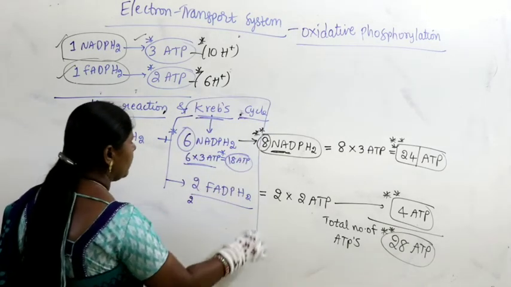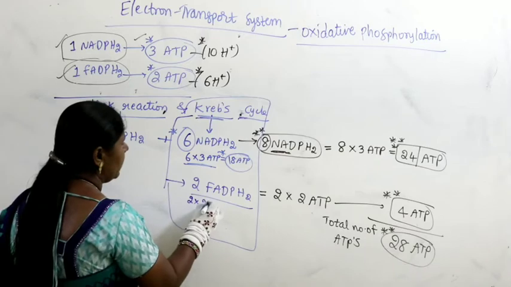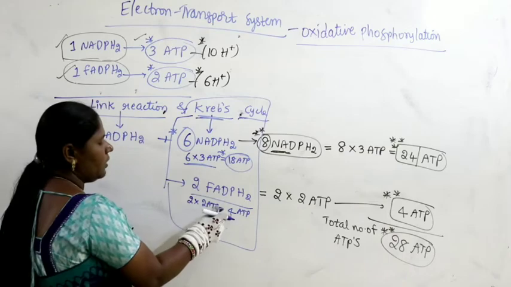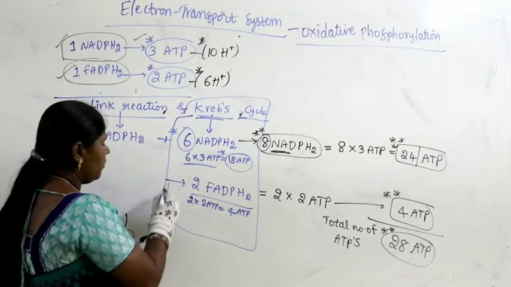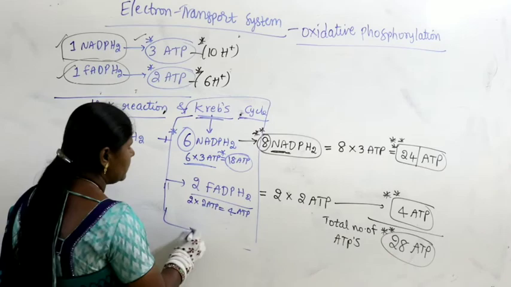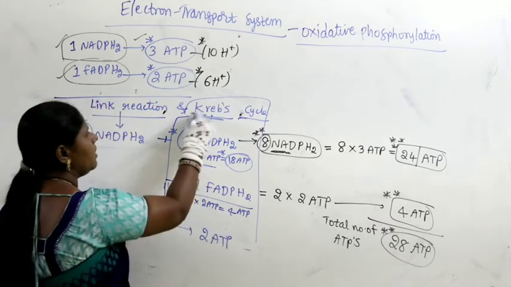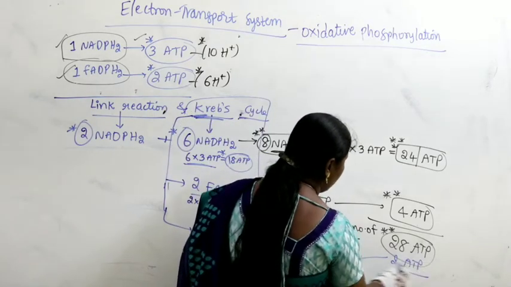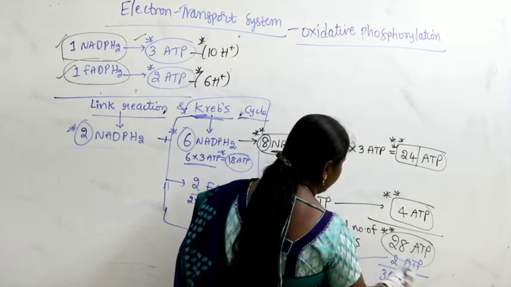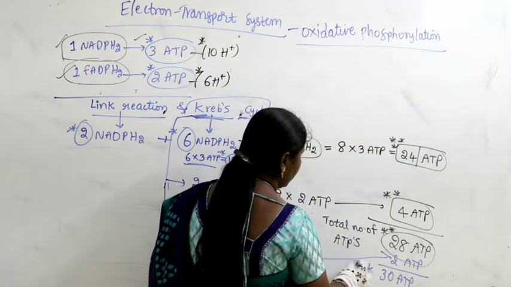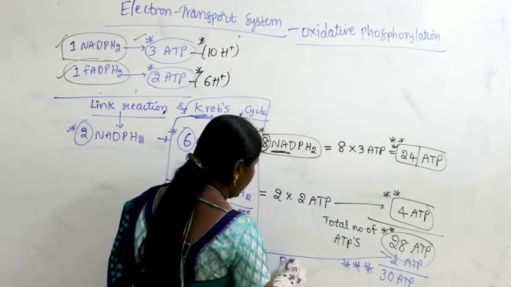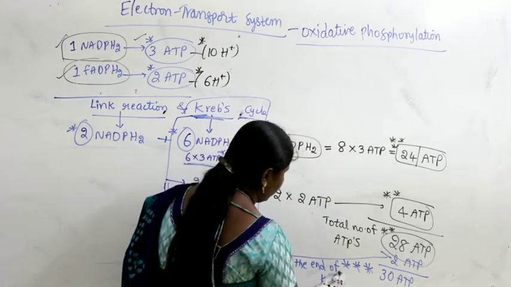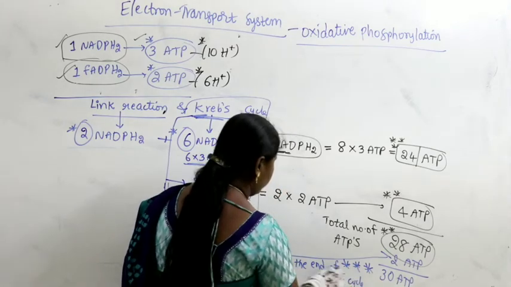Right. And do you remember, suppose if you take only up to the Krebs cycle, then 2 into 2 ATP it will become 4 ATP. So here 18 plus 4, 22, and here there are 2 ATP produced during the Krebs cycle. So if you add 2 ATPs here, altogether it becomes 30 ATP produced by the end of the Krebs cycle.